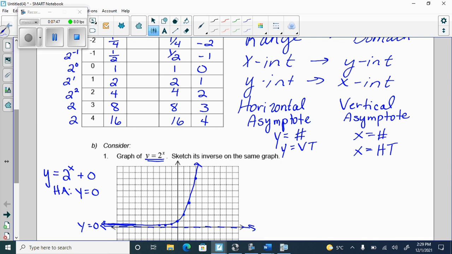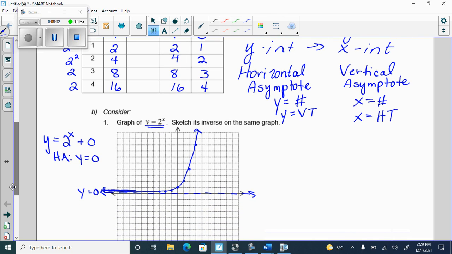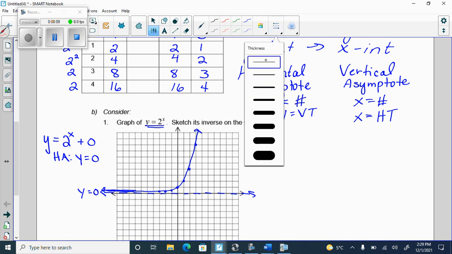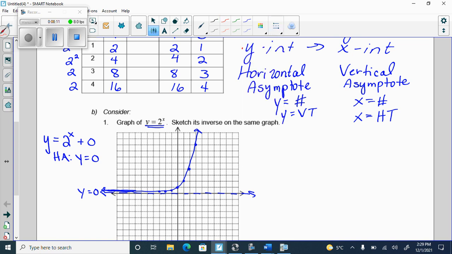What do we know about the inverse? What does it reflect on? Do you remember? Did you pay lots of attention during the inverse lesson way back then? The line y equals x. The line y equals x is literally when y equals x. So it's 0, 0, 1, 1, 2, 2, 3, 3, negative 1, negative 1, negative 2, negative 2.